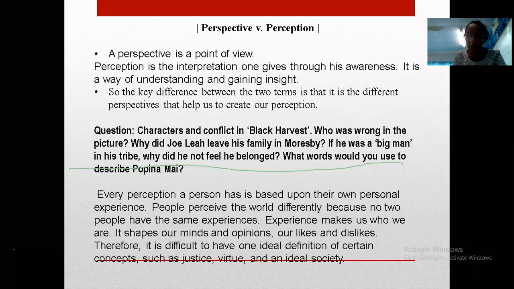Why do you think Jolay left his family back in Port Moresby and returned to Mount Hagen, when he himself refers to himself as a Hagener, as a tribesman, as a big man in the village? Why did he leave his family and go back to Hagen if he was a big man in his tribe? Why did he not feel that he belonged to his people? What was that conflict that he had?